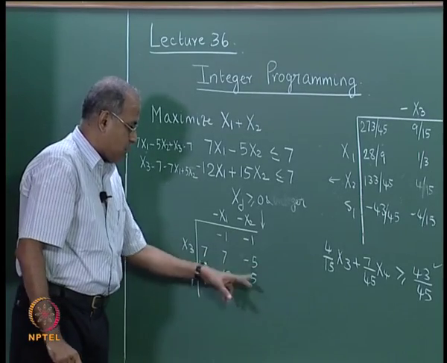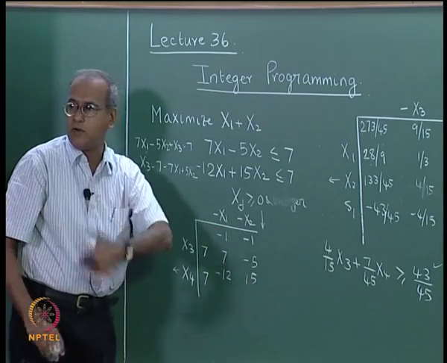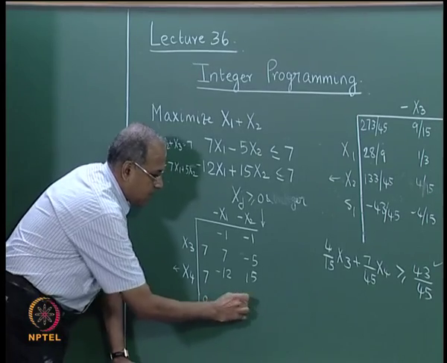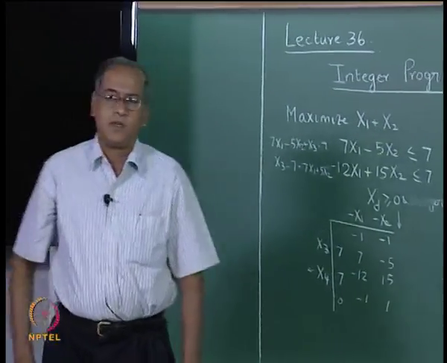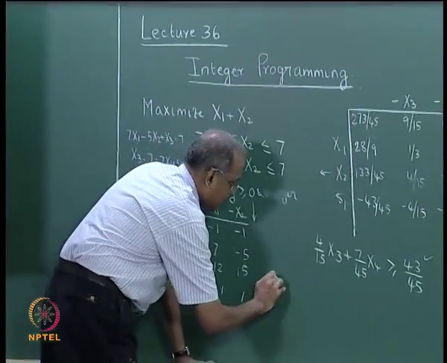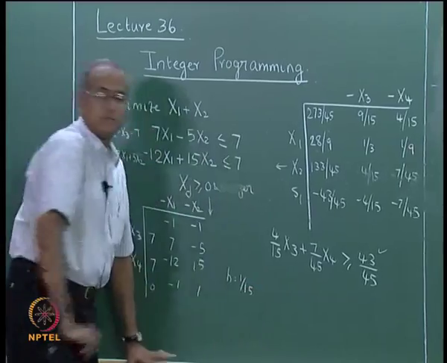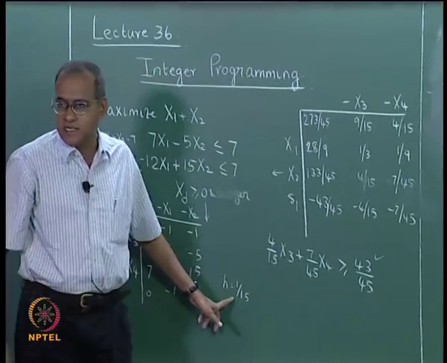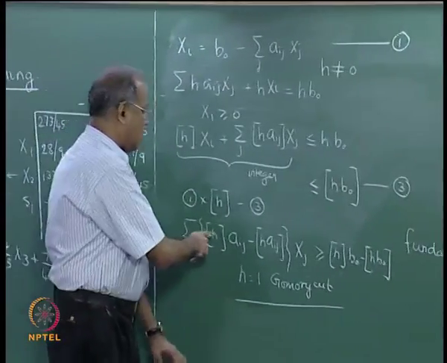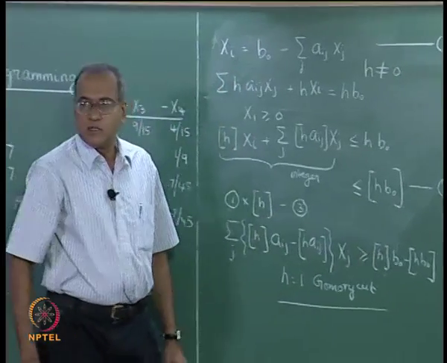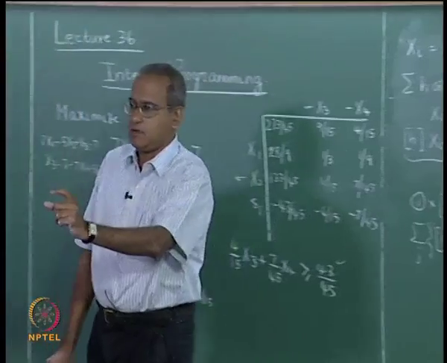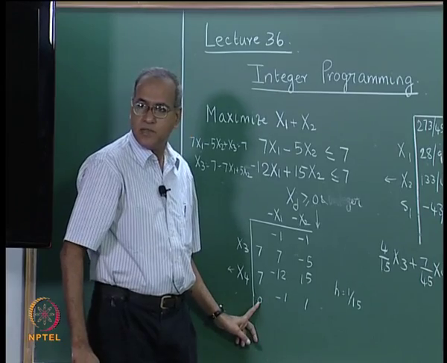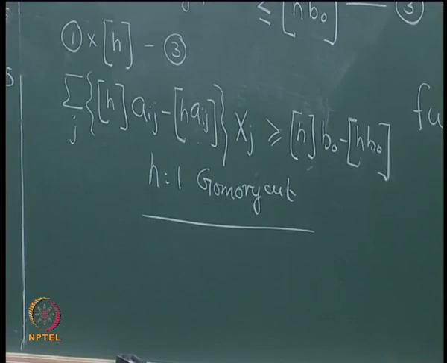So what you do is 1 by 15 multiply with 1 by 15 and take lower integer value. So this will become 7 by 15's lower integer value is 0, minus 1 and plus 1. So in this case h will become 1 by 15. Now once again we can go back and show that h is a positive fraction less than 1, therefore this will go, this will also go. So we will simply have lower integer value of h into b naught. Now this is 7 by 15's lower integer value is 0. Similarly h into aij's lower integer values keep coming.